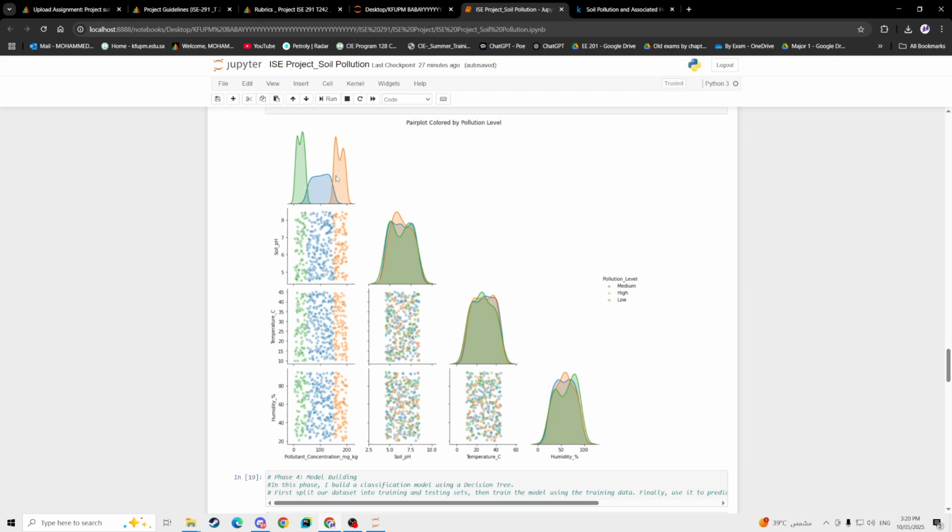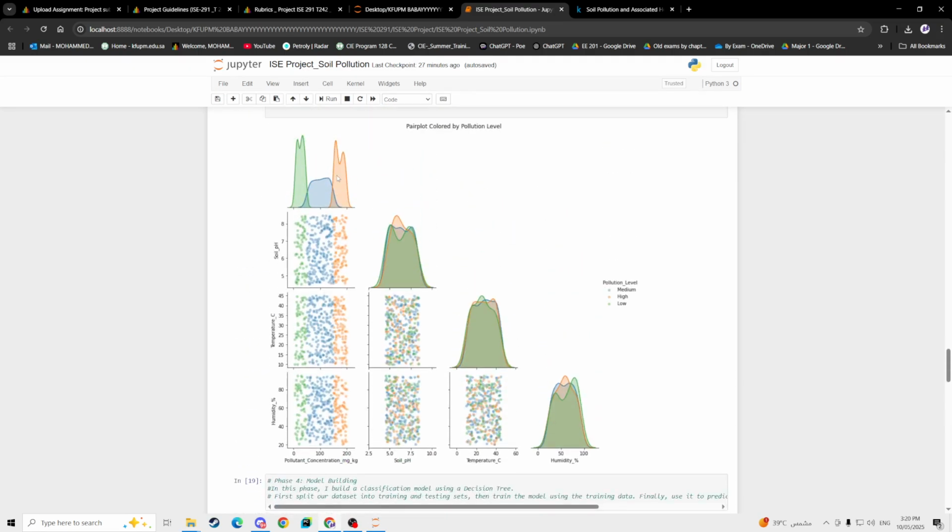The heat map of the correlation matrix shows how each numerical variable correlates with each other. As can be seen here, and here, they are almost overlapping entirely in the soil pH, temperature, and humidity.